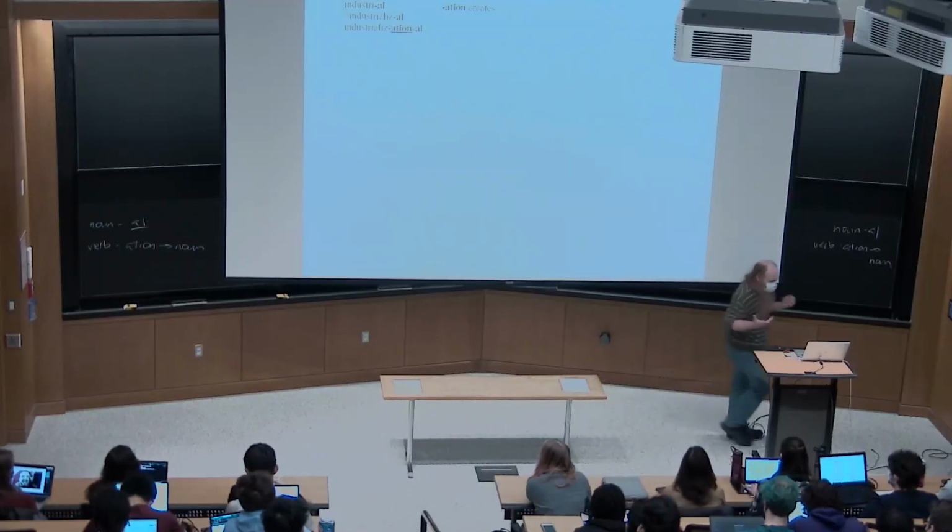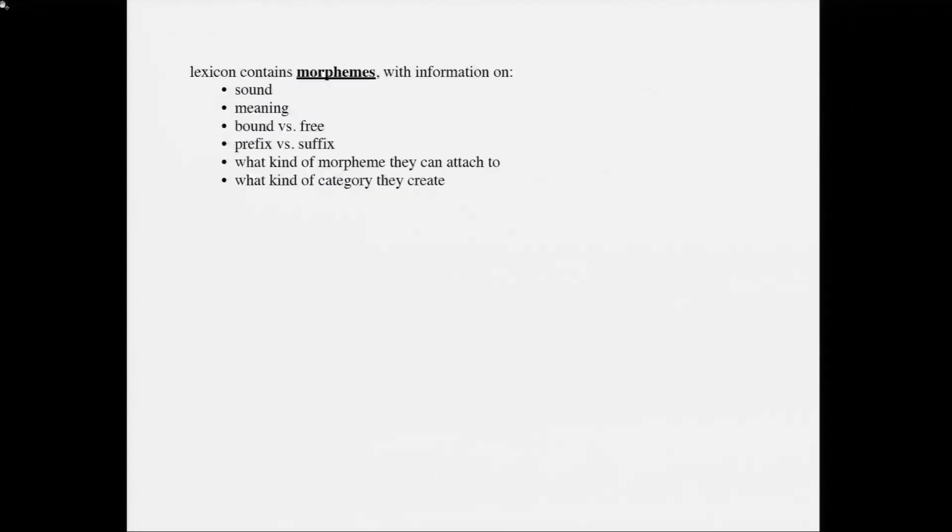So there are at least some kinds of morphemes which convert words into other types of words. Convert nouns into verbs, or in the case of -ol, verbs into adjectives. Sorry, nouns into adjectives.